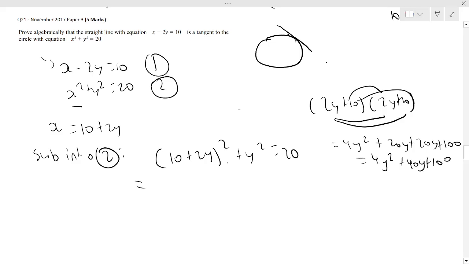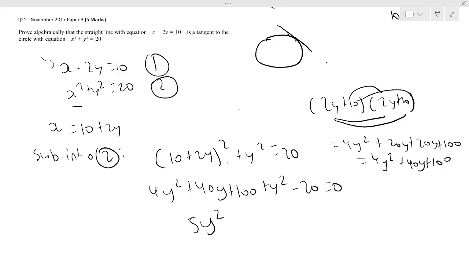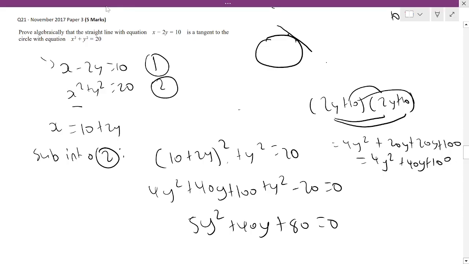Cool. So then that will give us 4y squared plus 40y after expanding, plus 100, plus y squared. Then I'm going to take away the 20, and that equals 0, because we want a quadratic, so we need to set it to 0. Then I can simplify the terms: 4y squared and another y squared give us 5y squared. Then 40y is just 40y. Then 100 minus 20 gives us 80. And there we go, we've got a quadratic. Nice. So we need to solve this now.